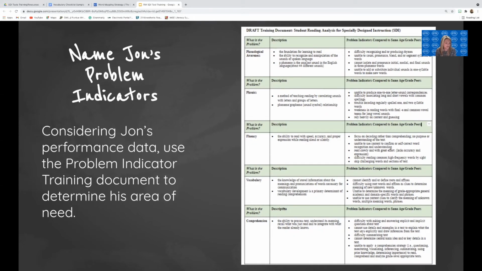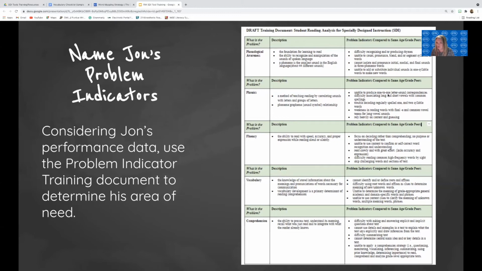It's in your guided notes, and it's also in that drive. But this is just a quick sheet for you to have just the problem indicators, the description, and the problem. Just really quick, you can have that out. So thinking about John's data, let's look at this training document here that you can use and determine his area of need. We were given the problem indicators. We know those. So I would start in this category over here and start going down here.